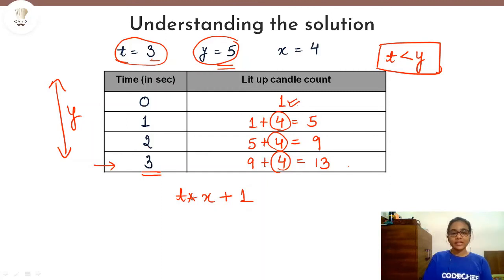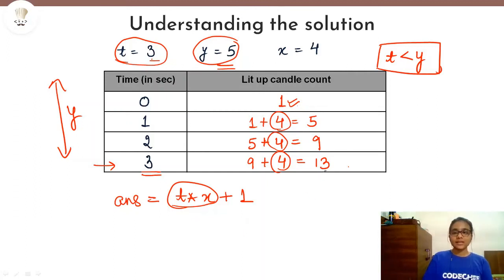So that is why t into x will be the number of candles that we will light up, plus 1, an extra candle which was already lit up, which the chef already had. So this will be the total number of candles in case t is less than y. This will be the total number of candles that the chef will have when his girlfriend arrives.